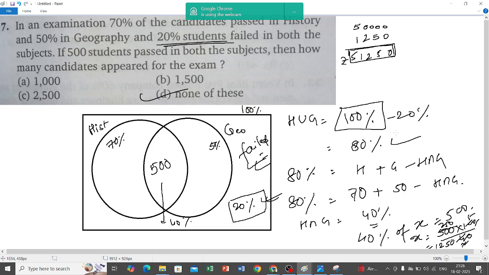Yes. So H union G is 80%, and once we get H intersection G, which is 40%, the rest I can find out, the total number of people. 40% of X is 500, where X is the total number of people. You do understand?